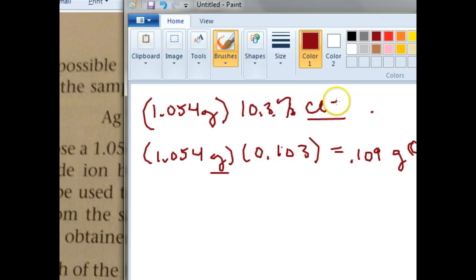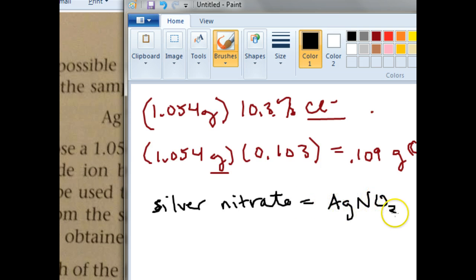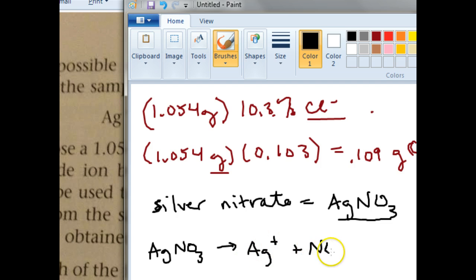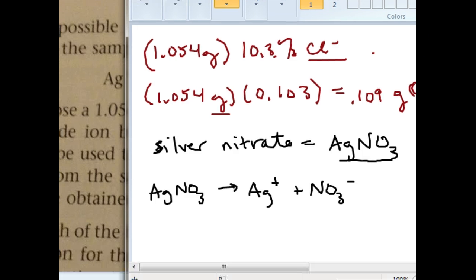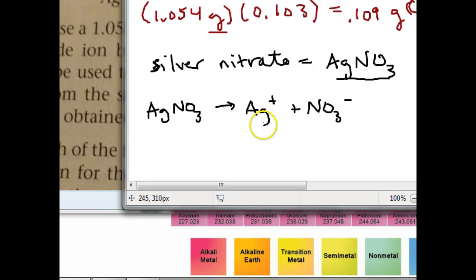In the rules of naming chemicals, silver nitrate is AgNO3. And AgNO3 is soluble in water. So that means AgNO3 makes Ag plus and NO3 minus in water. So what we have to do is figure out how much of this we need to use. And then for every 1 mole of this, there is 1 mole of this. So if we know the moles of Ag we need, we will also know the moles of AgNO3 we need, because all of the Ag comes from AgNO3.